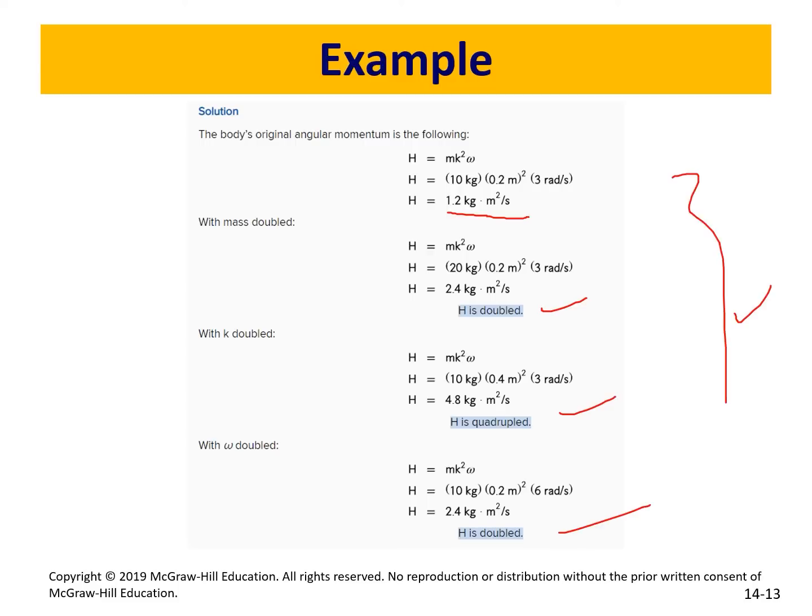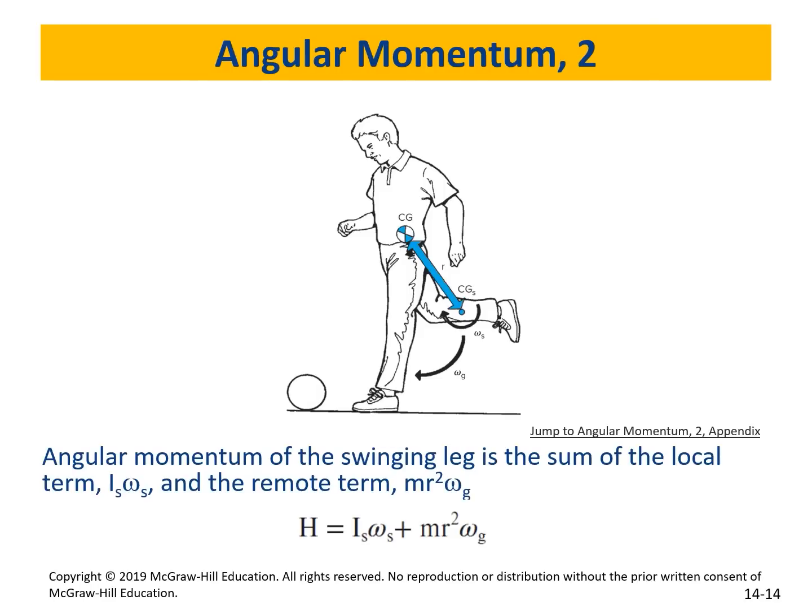Now, larger momentum means, if I'm hitting a soccer ball with a larger momentum, what do you think is going to happen? The ball is going to move further, right? So the larger the momentum, the more energy you are transferring to the thing that you are hitting. And that's an example here. The angular momentum of a swinging leg. So this is the swinging leg, right?